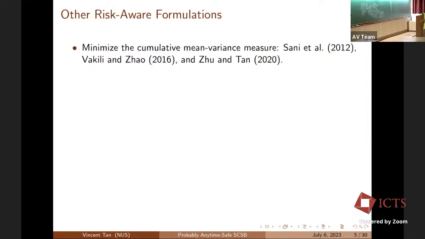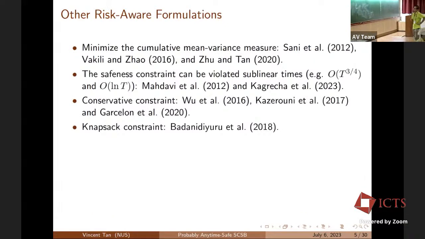All right, so there are several risk-aware formulations which I'll just flash out here. So you could minimize the cumulative mean variance measure. I've already alluded to this yesterday. And there are some works that allow for some safeness constraints to be violated at a few times, sublinear times. For example, t to the 3/4 and log t. There's a line of work known as conservative bandits, in which you must gain a certain fraction of the reward. There are works that encode certain constraints in terms of a knapsack constraint.